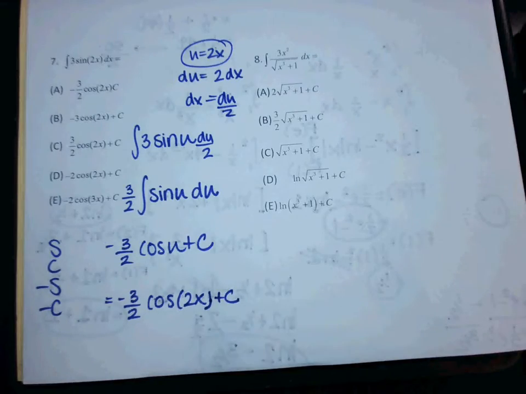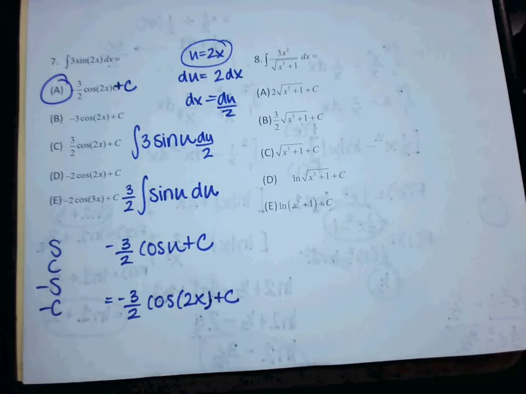Oh yeah, y'all, there is a typo on 7. Answer A should be a plus C, but it isn't. Yes. Yeah, sure. Okay?